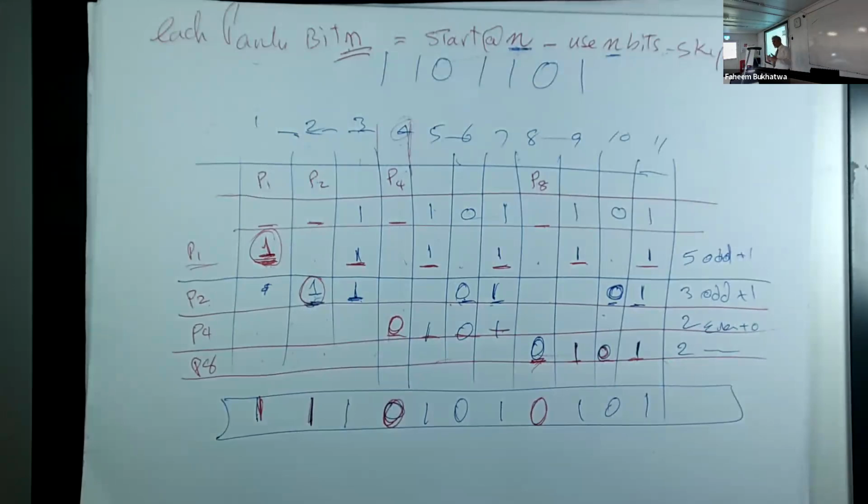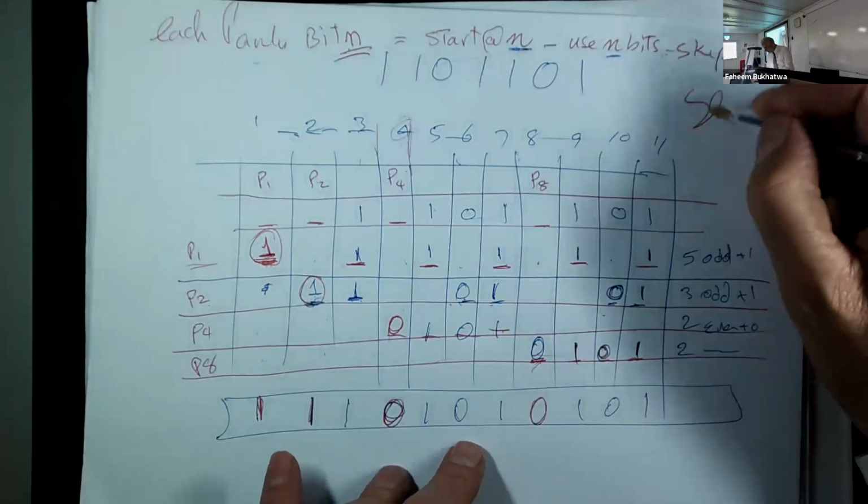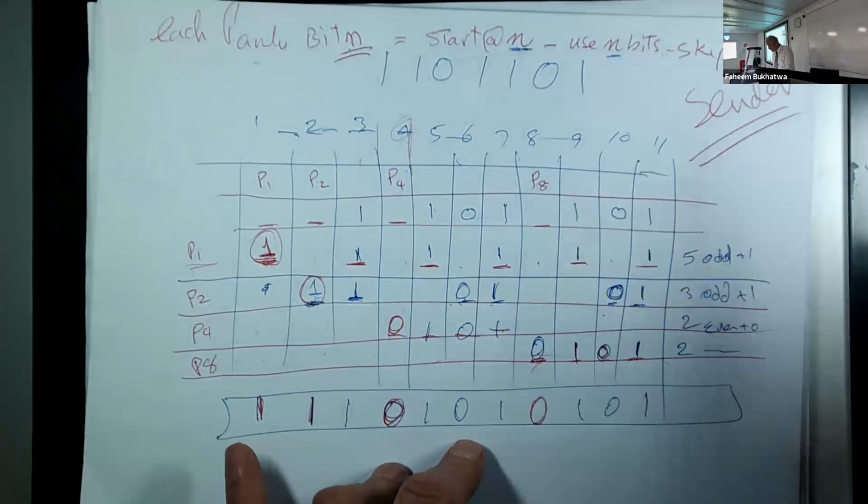what the receiver does in order to work out: is there an error in this or not? This is what the sender does. But don't forget, this is the sender.